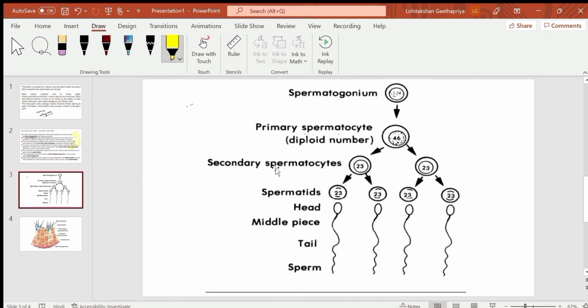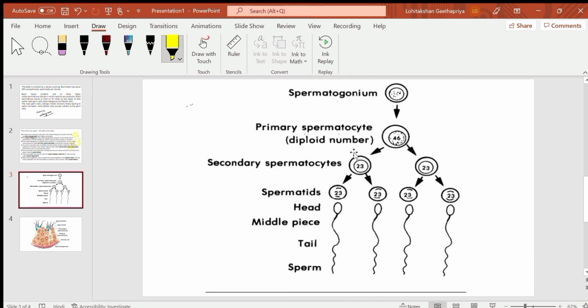Which you can see here in this picture. Spermatogonium is diploid, it contains 46 chromosomes. Then they undergo mitotic division, which gives the primary spermatocytes, and there is no reduction of the chromosomes. It's the same number, 46 chromosomes. Then the primary spermatocytes undergo the first meiotic division, leading to the formation of two equal haploid secondary spermatocytes, which is 23 each because it's a reductional division.